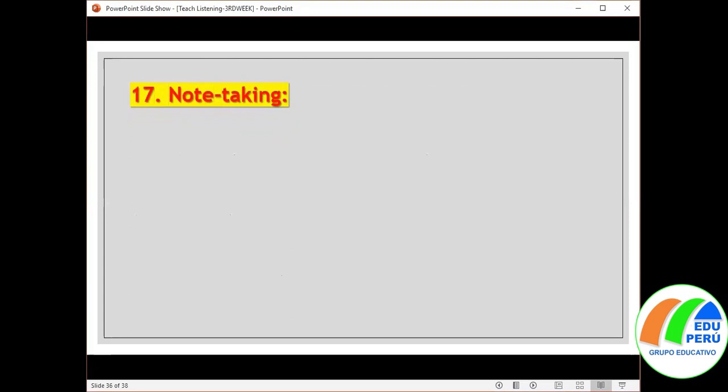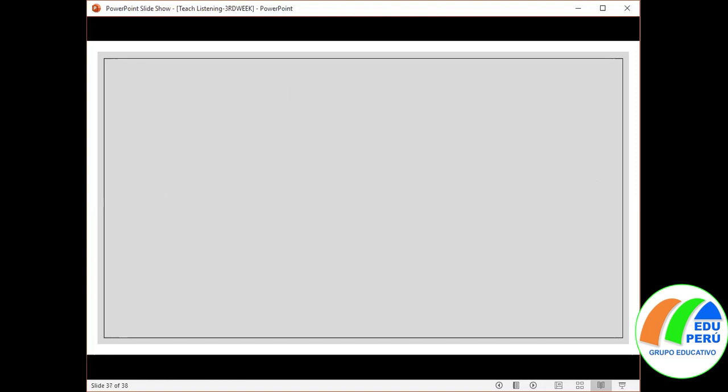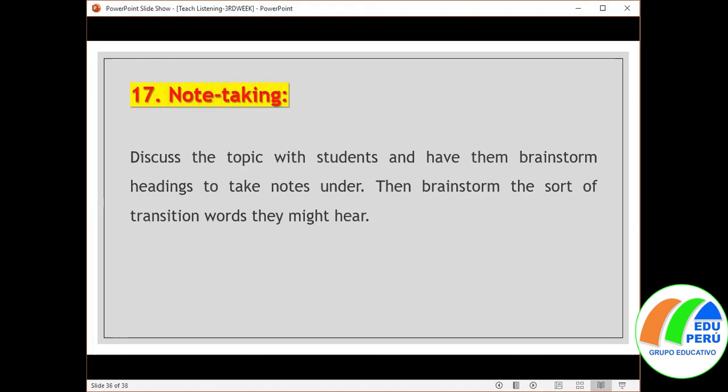Number 17, something that we were talking about in the strategies, remember? Note taking. Discuss that topic with the students and have them brainstorm headings to take notes under. Then brainstorm the sort of transition words they might hear. This is the note taking, but not the note taking when they listen. This is before listening.